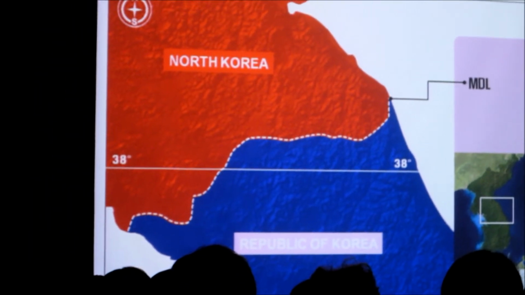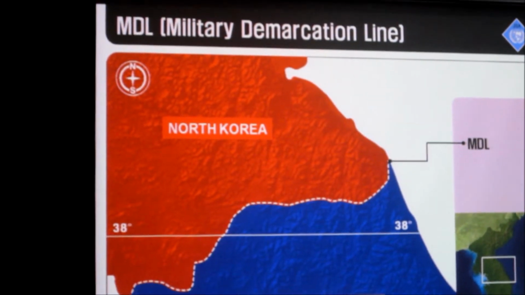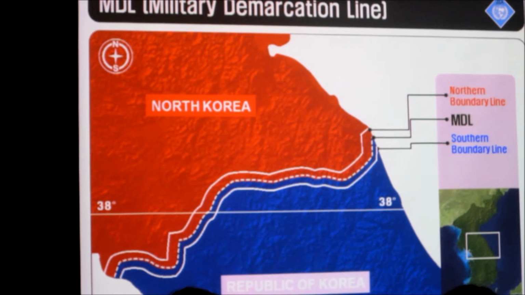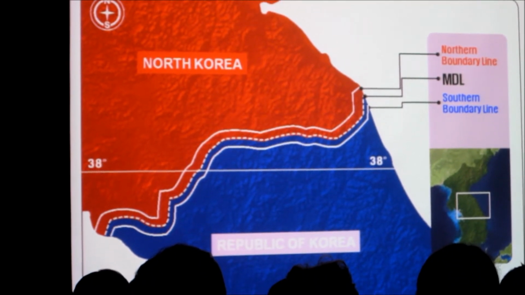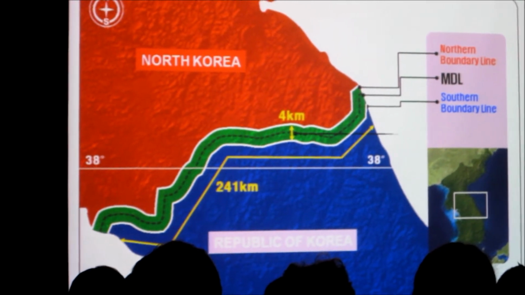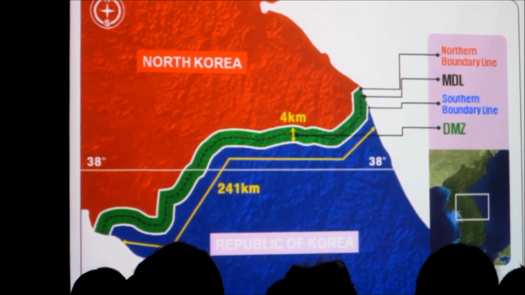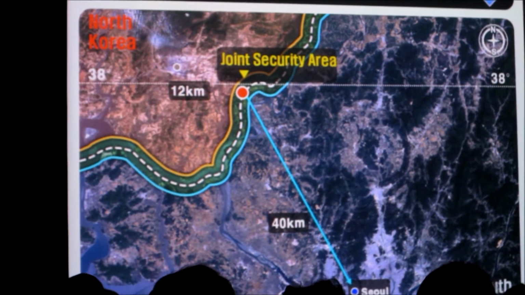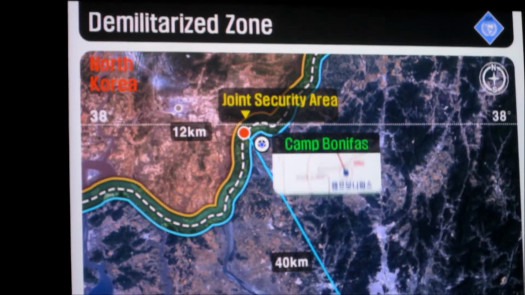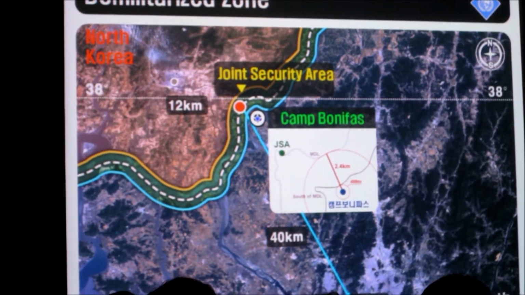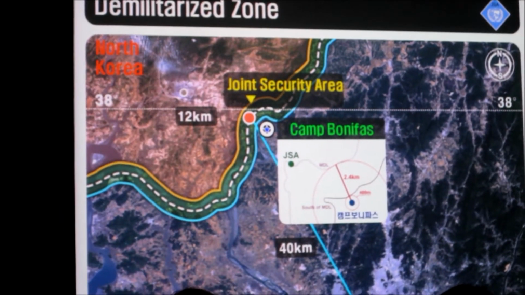Now, this white dotted line represents the Military Demarcation Line, or MDL. Under provisions of the armistice, military commanders were ordered to pull the troops back 2,000 meters from the last point of hostile contact, thus creating a 4-kilometer wide, 241-kilometer long demilitarized zone, or DMZ. Now, note the location of Seoul in its relationship to the MDL. Here at Camp Boniface, we are just 400 meters from the southern boundary of the DMZ and 2.4 kilometers from the MDL itself.